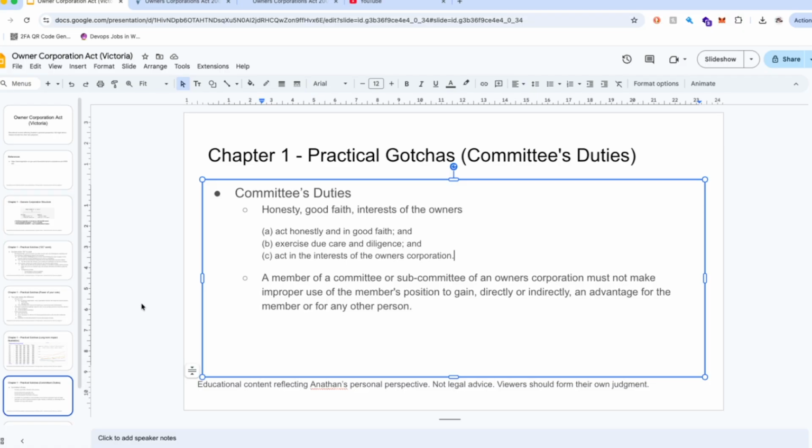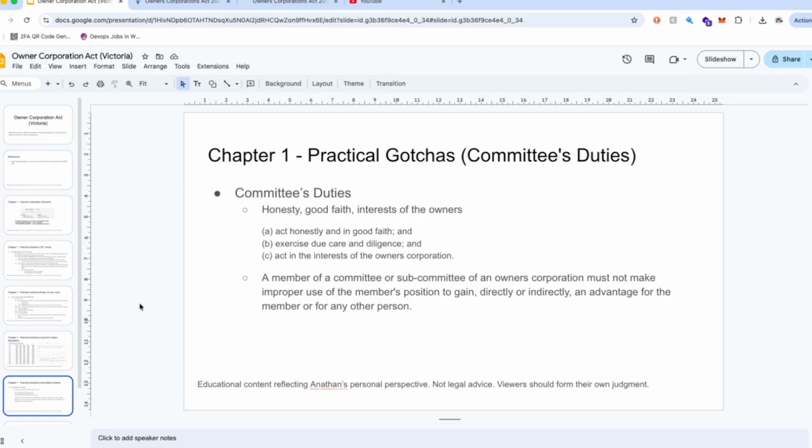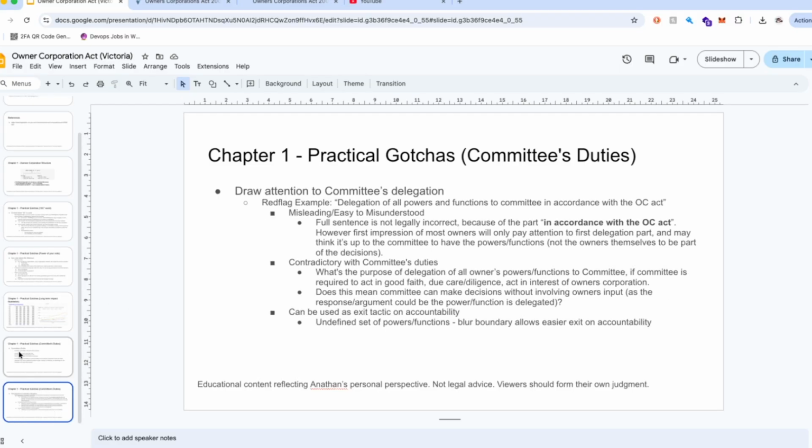It is stated very clearly. This cannot happen. So you can look at it this way: using a very social term, the committee cannot have financial interest.